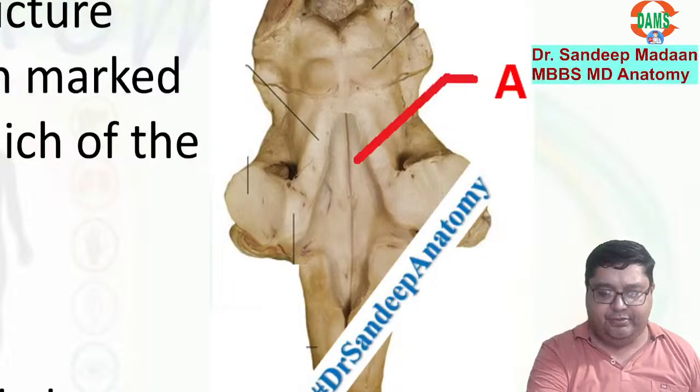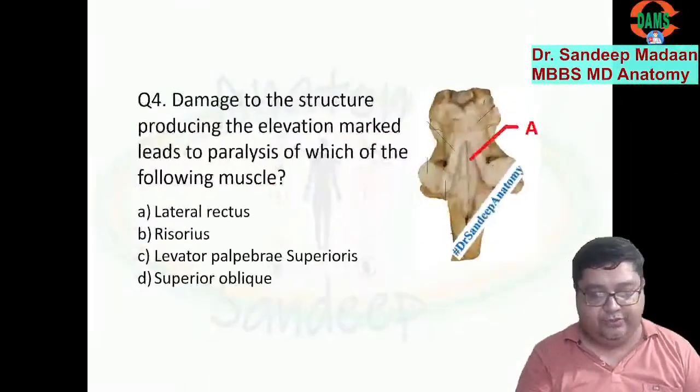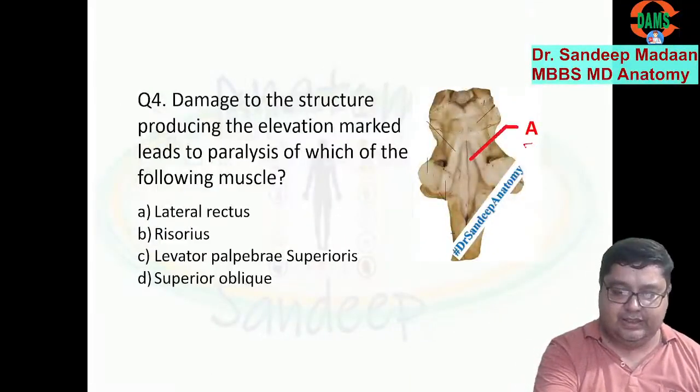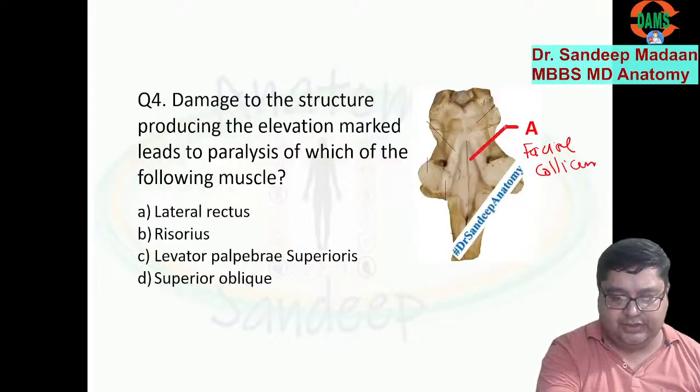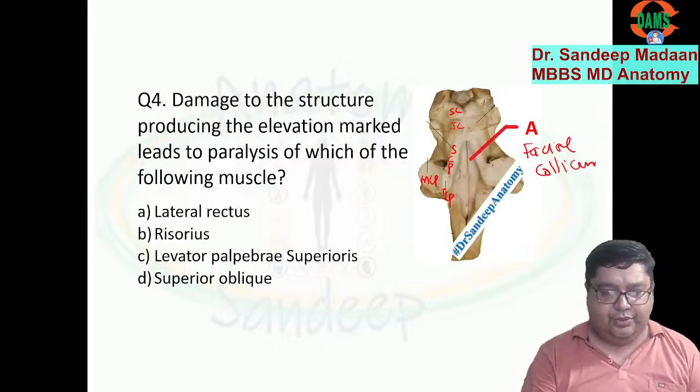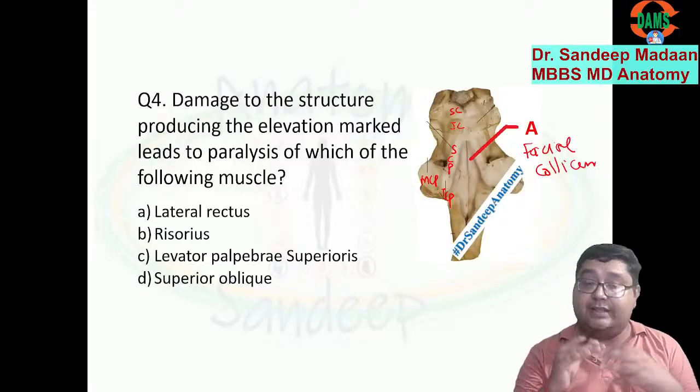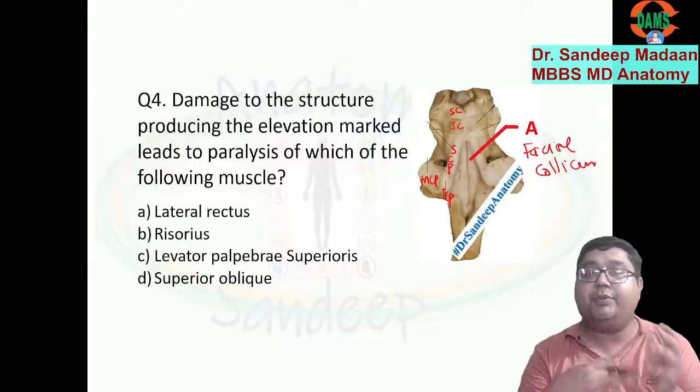Superior peduncle, middle peduncle, inferior peduncle. Okay. And this is the floor of the fourth ventricle. In this part, we have the elevations. These elevations are nothing but the facial colliculus. Let me label the other structures: this is the superior colliculi, this is the inferior colliculi, superior cerebellar peduncle, middle cerebellar peduncle, inferior cerebellar peduncle. Okay. So who is producing the facial colliculus? It is the seventh nerve around the sixth nerve nucleus. But who is producing it? Seventh nerve.